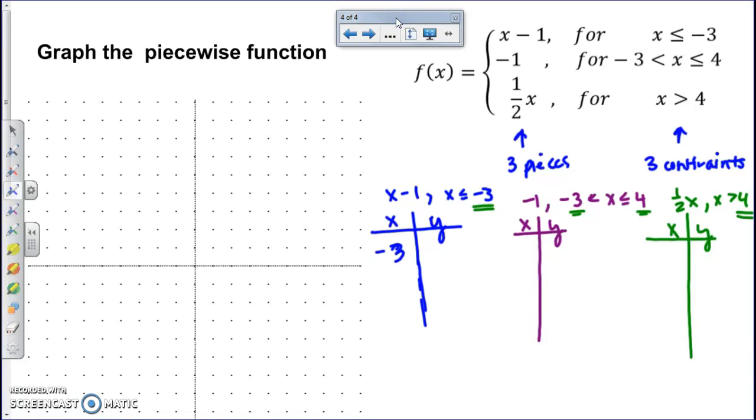If you started with x is -3, for the blue piece, you would have found that y equals -4. Continuing to choose x values that are less than -3, I'm going to choose x as -4. And then I will find that y is -5. And then lastly, I'm going to choose x as -5, and I'll find that y is -6.